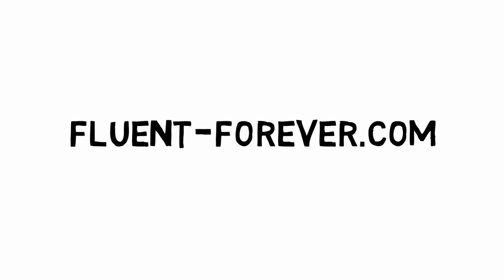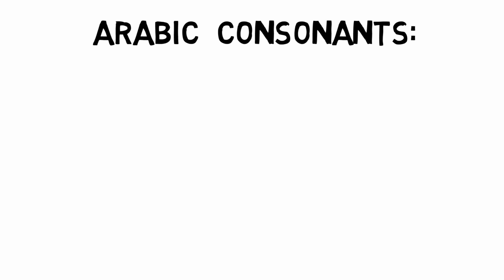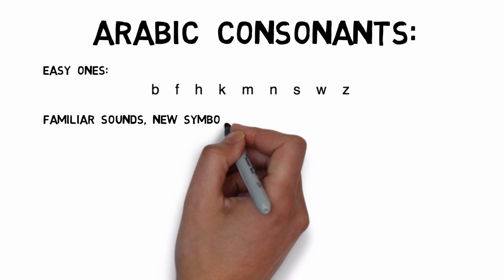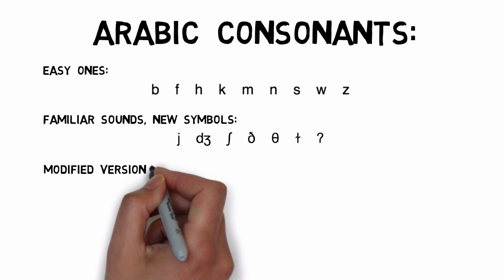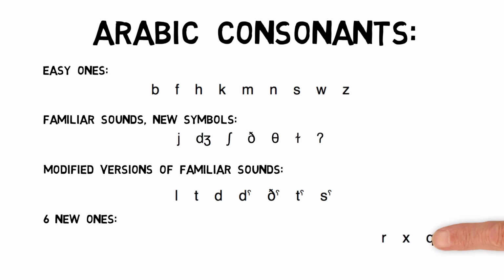In this second video, we're going to talk about Arabic's consonants, and Mustafa will be helping us with the examples. Hi. So Arabic has 29 consonants. If you speak English, 16 of these are going to be familiar sounds, 7 are going to be slightly modified versions of familiar sounds, and 6 more are going to be really new for you.